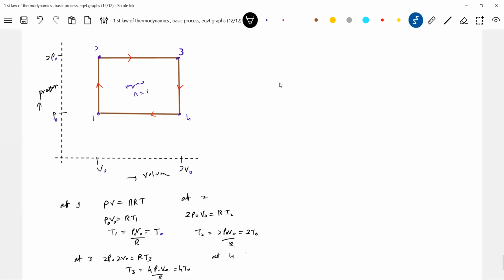At 4, pressure is P naught, volume 2 V naught. RT4. So this should be 2 P naught V naught by R. Okay, let's list the temperatures, it'll be easy for us. So temperature is how much? T naught, 2 T naught, 4 T naught, 2 T naught.